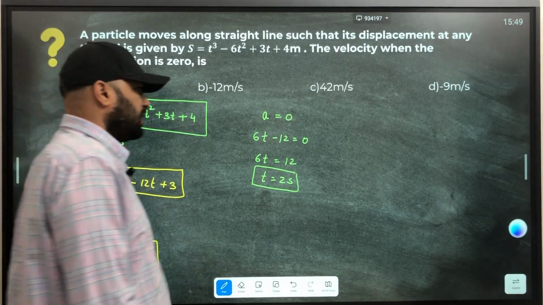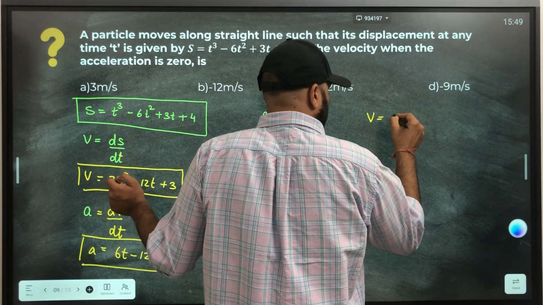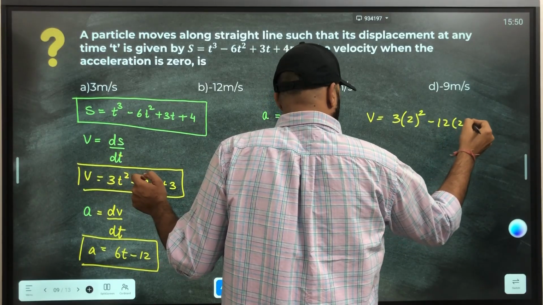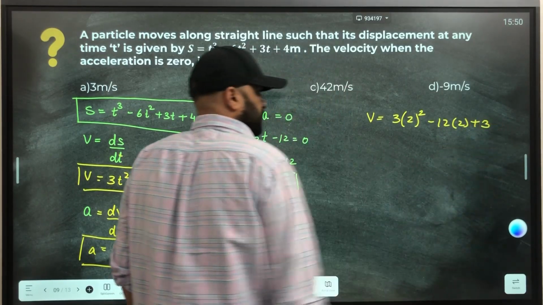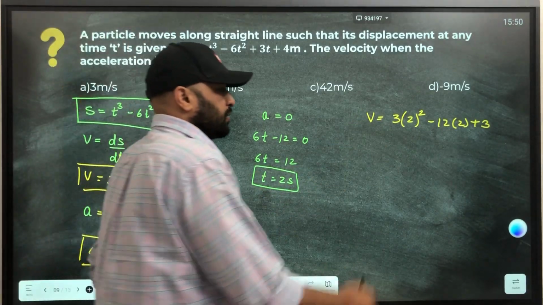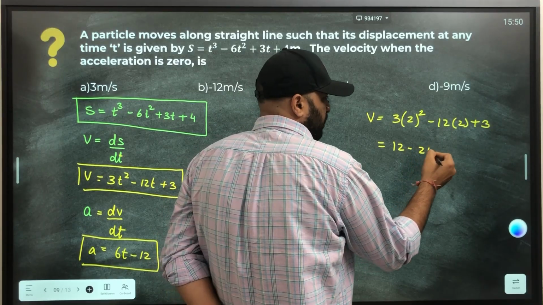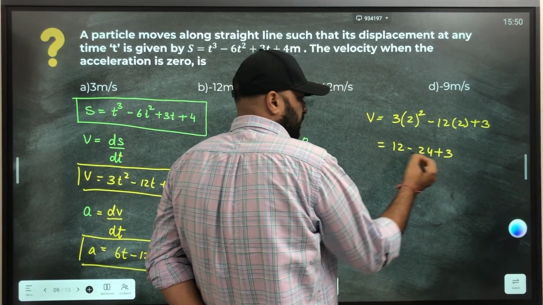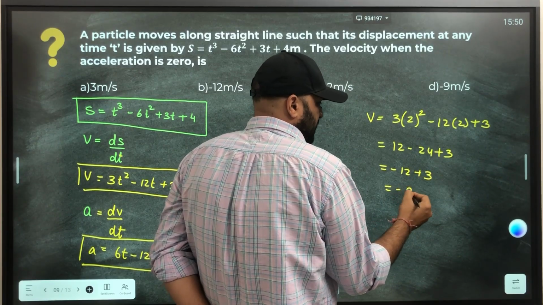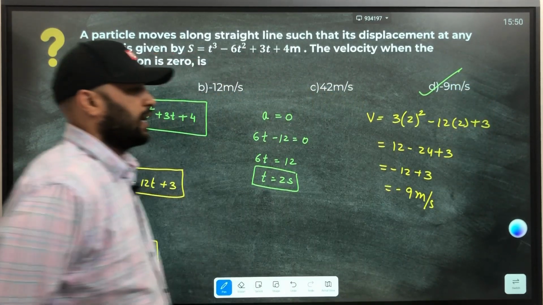So let's substitute here in the velocity function. So v is equal to 3 into 2 square minus 12 into 2 plus 3. I hope this is clear. I just substituted t equal to 2 seconds back here. So here it will be 2 2s are 4, 4 3s are 12, minus 24 plus 3. So 12 minus 24 plus 3, and this will be equal to minus 9 meter per second, and that's option D. I hope this is clear.